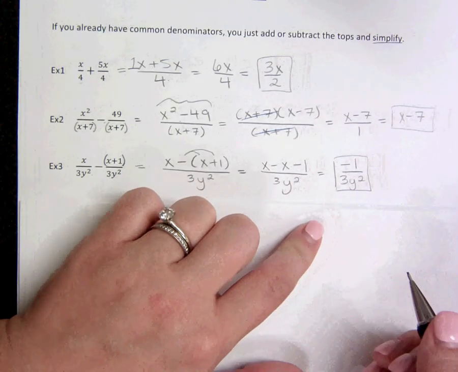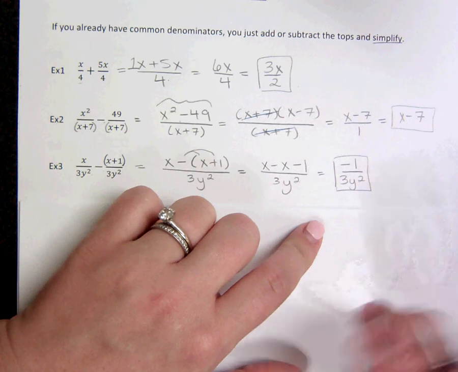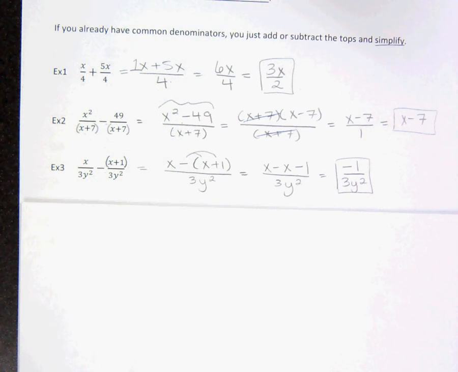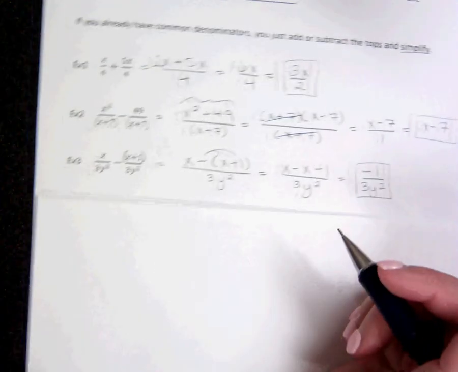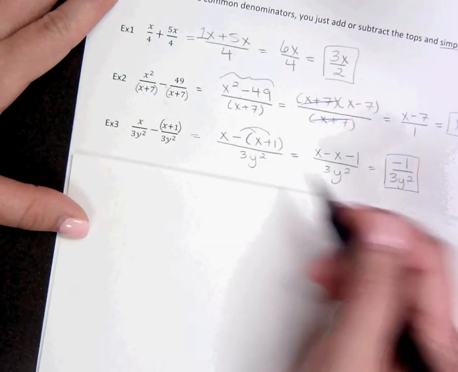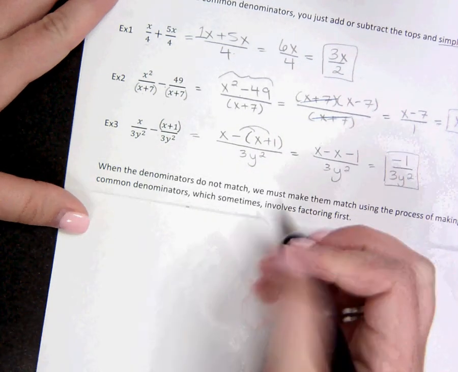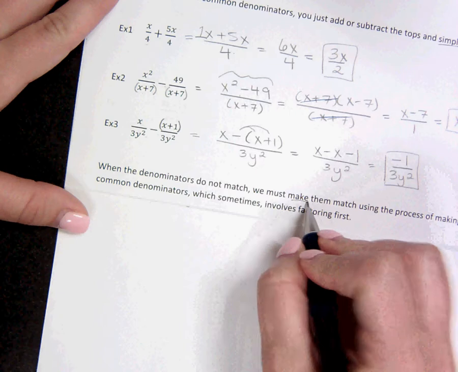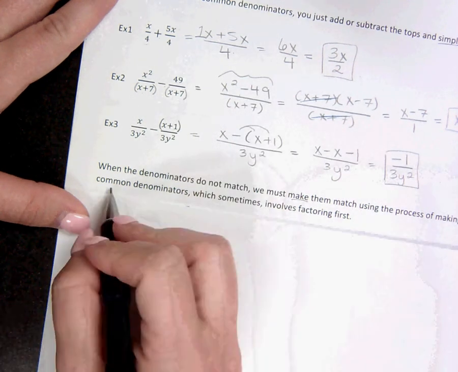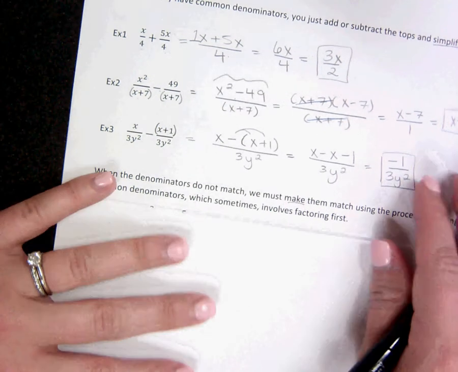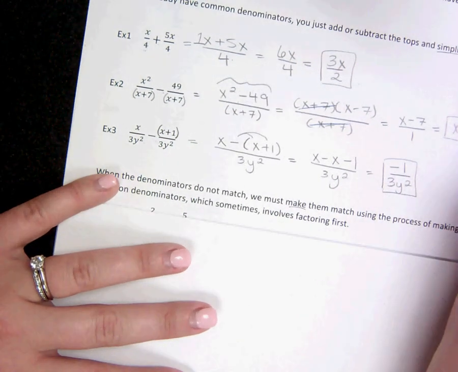So you're left with an expression that might be a little more simplified or more complicated, just depending on what you're working with. But that's the basics. If you already have common denominators, you just add or subtract the tops and simplify as appropriate. When the denominators do not match, we must make them match by using the process of making common denominators, which sometimes involves factoring first.